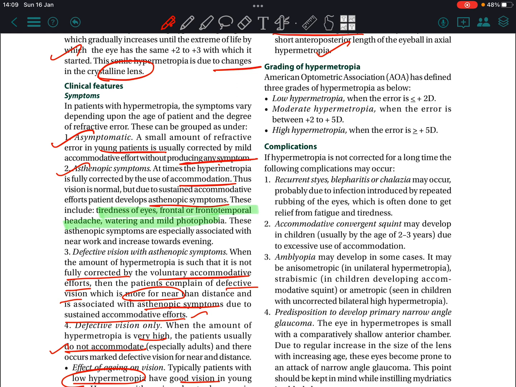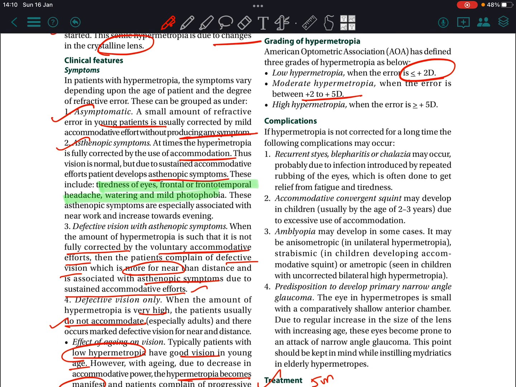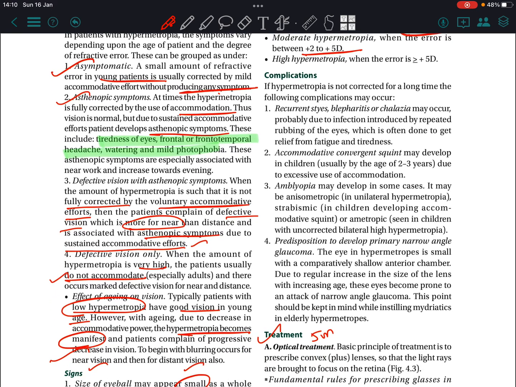Grading: low hypermetropia, where the error is less than or equal to plus 2D. Moderate is plus 2D to plus 5D. High is greater than or equal to plus 5D.